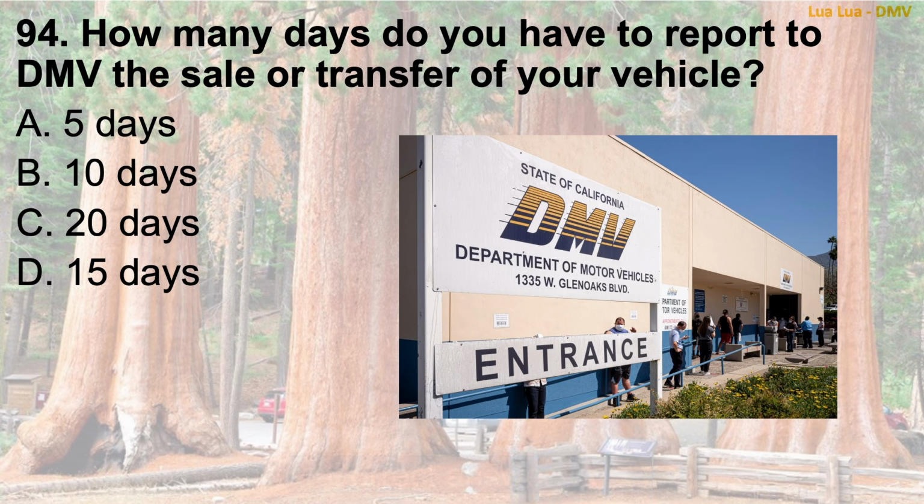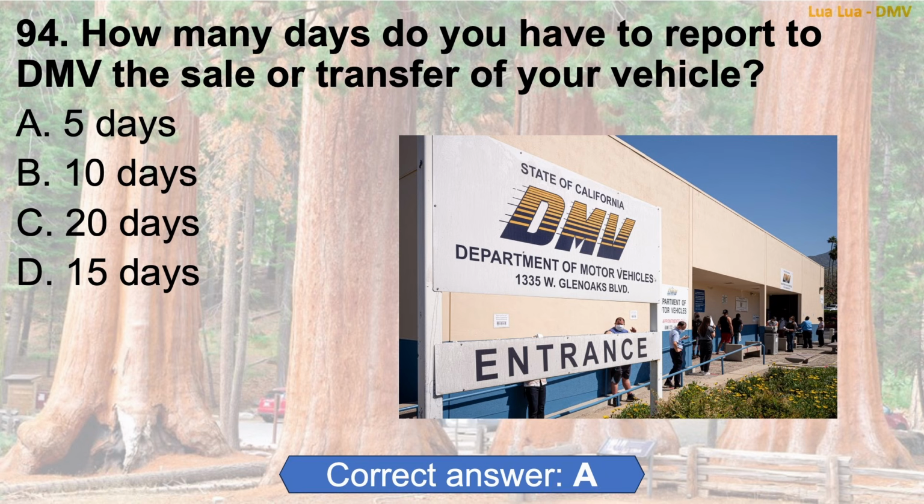Question 94. How many days do you have to report to DMV the sale or transfer of your vehicle? A. 5 days. B. 10 days. C. 20 days. D. 15 days. The correct answer is A. 5 days.